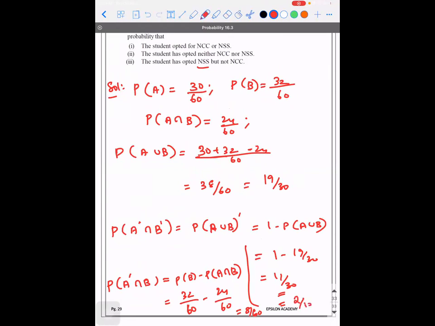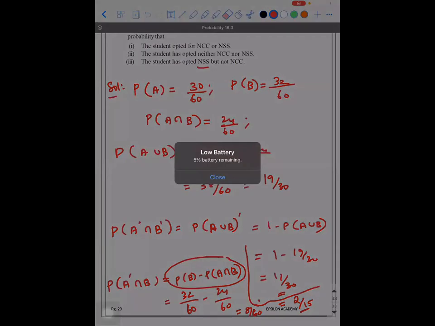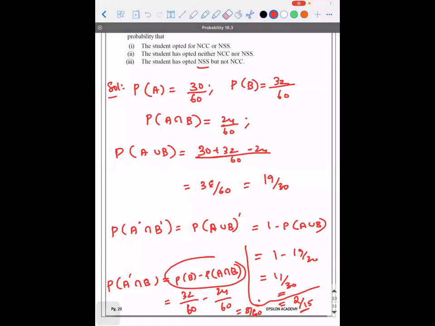Is there any doubt? Did you understand how I wrote this step? Did you guys understand how I wrote P of A dash intersection B? So answer is 2 by 15.